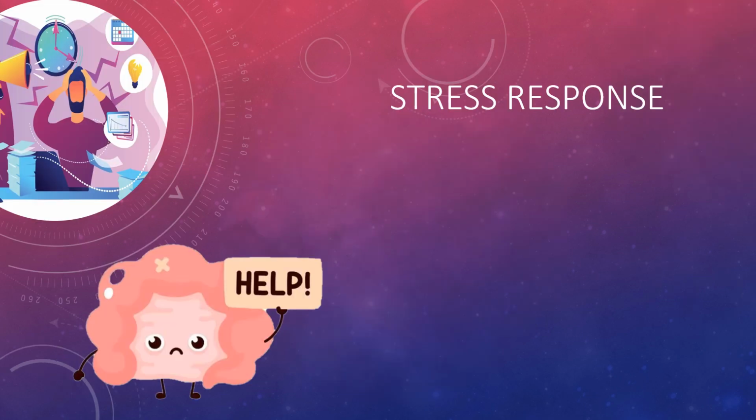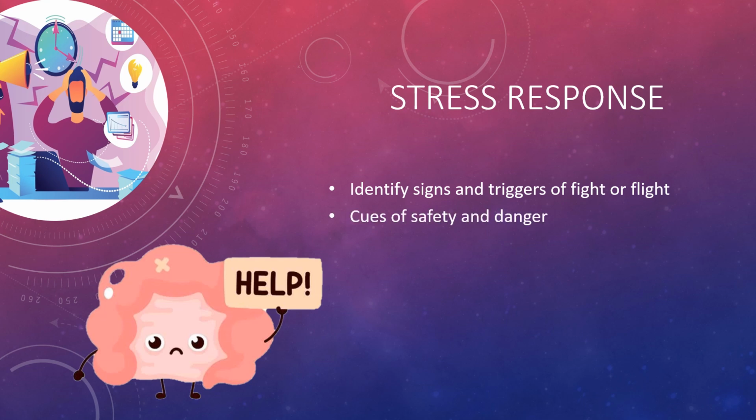By now, you should feel that you understand the connection between your gut and your brain a little better, and how important it is to identify signs of fight or flight in your body. You see, your nervous system is constantly scanning the environment, looking for cues of safety and cues of threat. It does this unconsciously. It is not something that you are choosing to do.